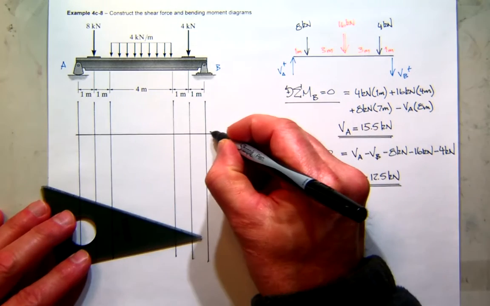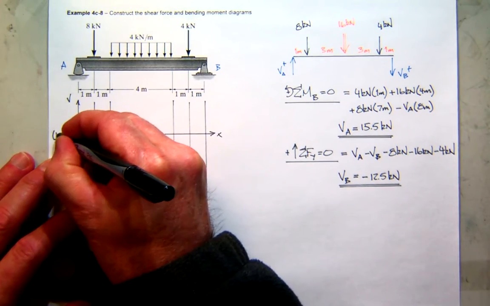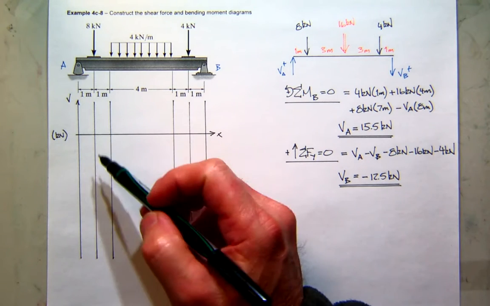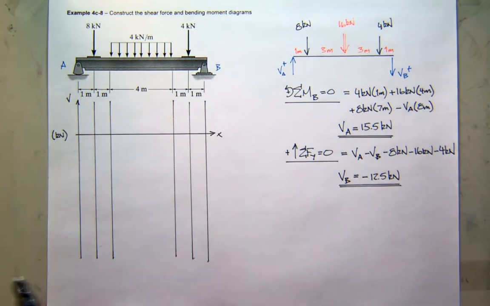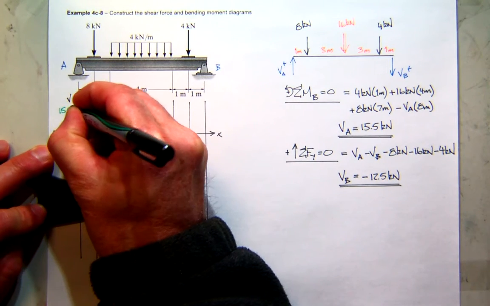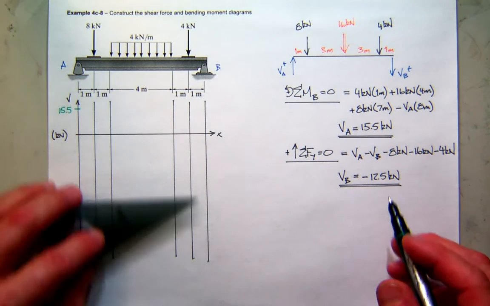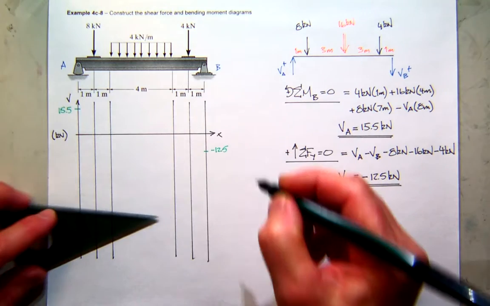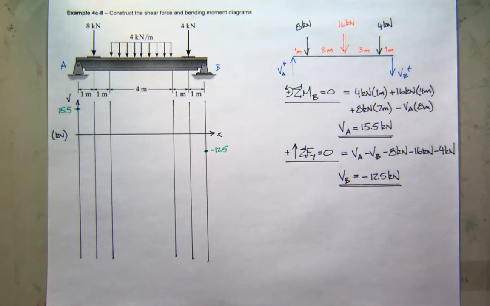And let's assume we have a positive X, a positive shear, and all of our units in this problem will be in kilonewtons. So let's put on there what we know about shear. What's the shear at A? And we solved for that, right? It was 15.5 positive. And we also solved for the shear at B, which was negative 12.5. So we've got a starting point. We've got an ending point. Let's see if we can make those two things connect.